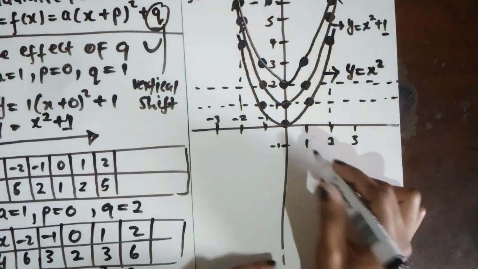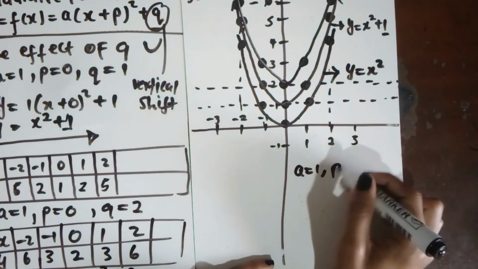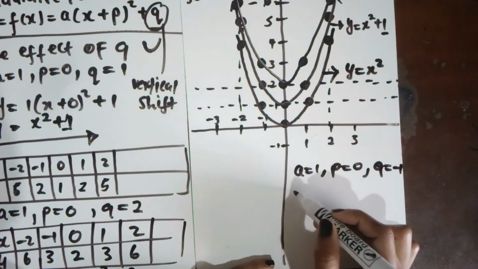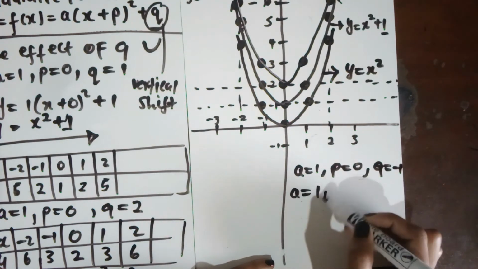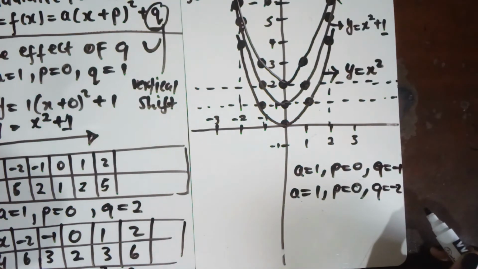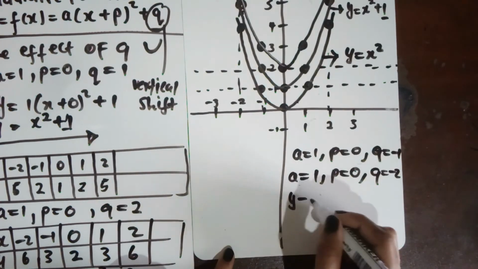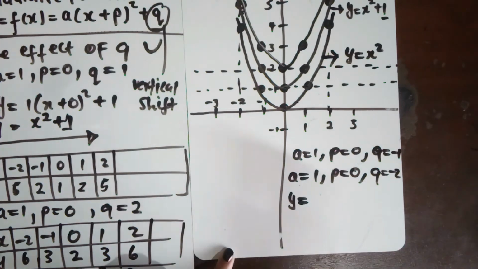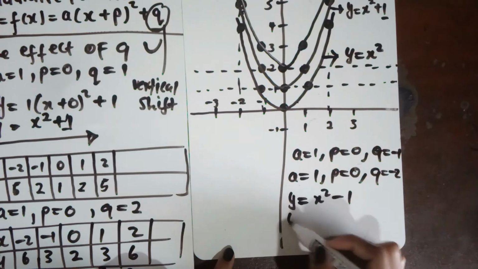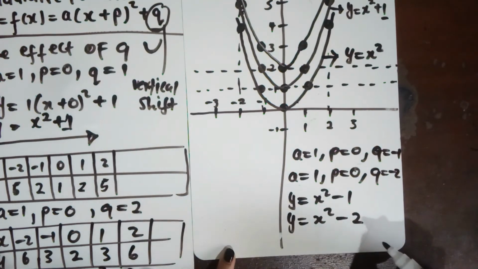So the graphs that I want you to draw: a is still 1, p is still equal to 0, and q now is -1. The second one, a is equal to 1, p is still 0, and q is -2. But it should already tell you something. What are those graphs going to look like? Your functions or your formulas are going to look like y equals x squared -1, as well as y equals x squared -2, right? Cool. So what is that telling you?